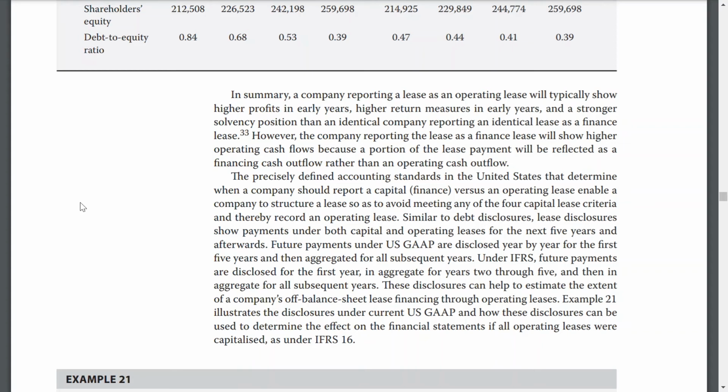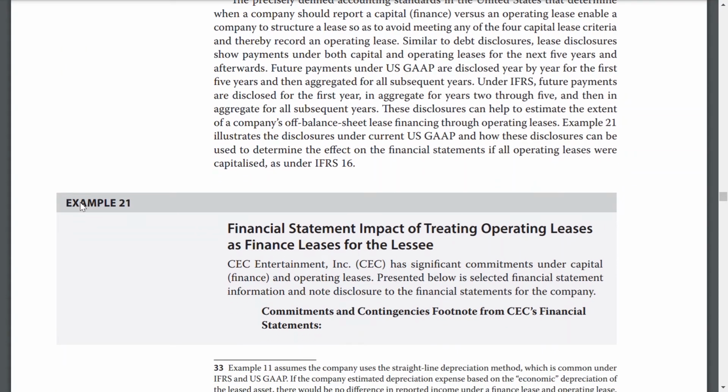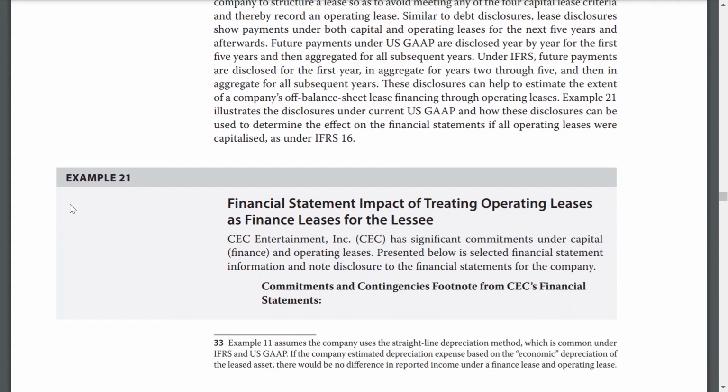These disclosures can help estimate the extent of a company's off-balance sheet lease financing through the operating lease. Example 21 illustrates the disclosures under current US GAAP and how these disclosures can be used to determine the effects on financial statements if all operating leases were capitalized as under IFRS 16.